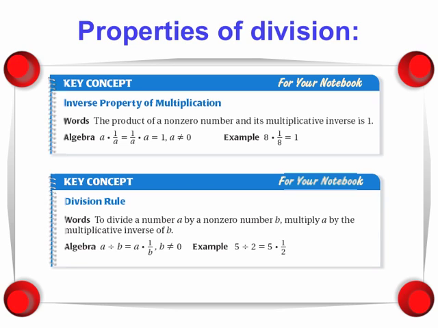And we had a division rule that used the inverse property of multiplication, and it said that we can turn a division problem, a divided by b, into a multiplication problem, a times 1 over b. And when we do that, all of the rules of multiplication apply. A times 1 over b, that's a multiplication problem, so we can apply the commutative property and the associative property, etc.